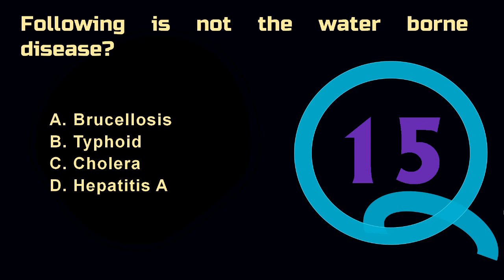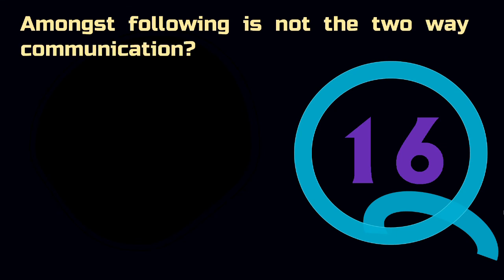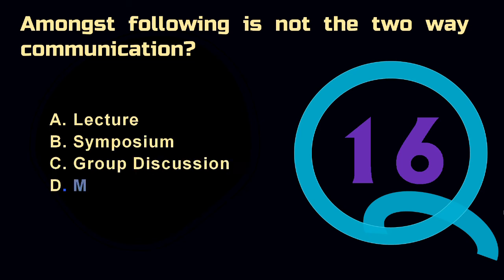The next question is, amongst the following, which is not two-way communication? Option A, lecture. Option B, symposium. Option C, group discussion. And option D, messaging. Here, the answer is lecture. Option A is the correct answer to the question, because in a lecture usually the lecturer delivers the lecture. Options B, C and D have two-way communication. So the correct answer is option A, lecture.